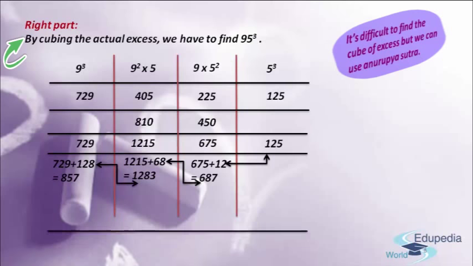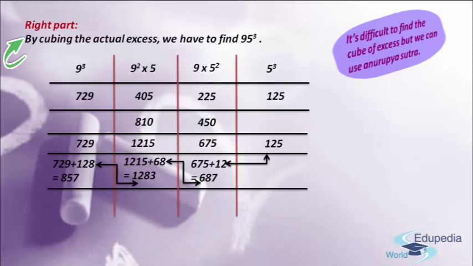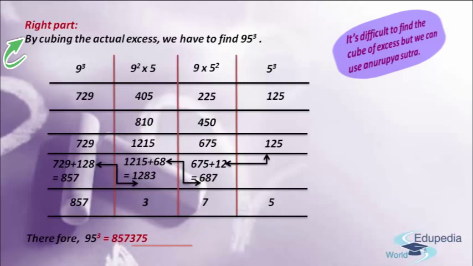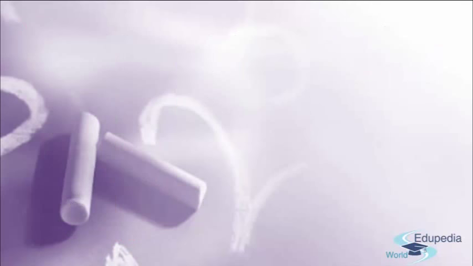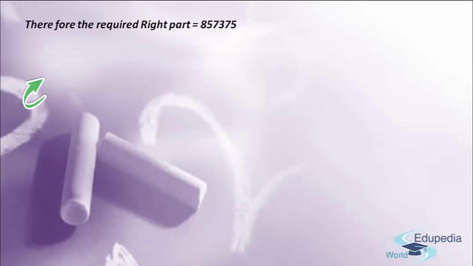Now let me place one more horizontal bar below it, and let me write all the answers what we have got in all the parts. So here in the fourth part I have got 5, in the third part I have got 7, and in the second part I have got 3, and in the first part I have got 857. So therefore, by combining all the answers in all the parts, we get the final result. That is 95 cube is equals to 857,375. And therefore, this 857,375 is regarded as the required right part.